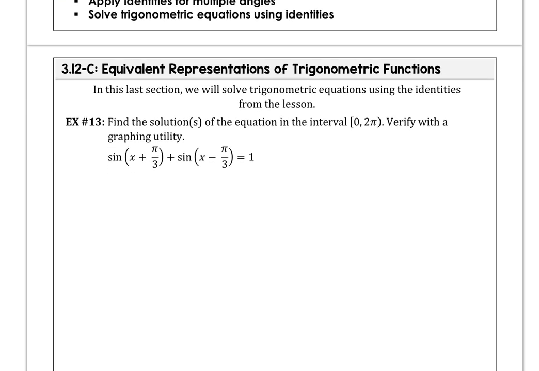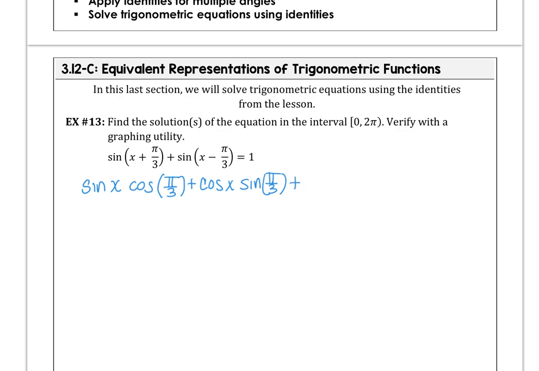We want to find the solutions for the equation on the interval from 0 to 2 pi, and I'll let you verify with your graphing utility. In this first one, we've got the sine of x plus pi over 3. We can expand that using the sum of two angles formula, which is sine of x cosine of pi over 3 plus cosine of x times sine of pi over 3.